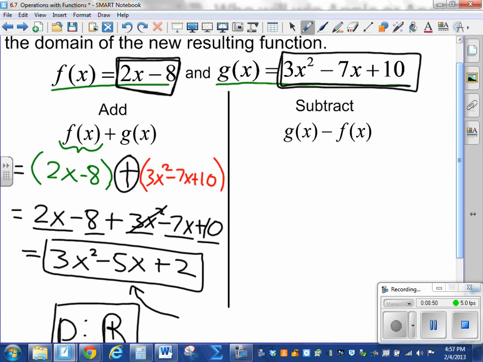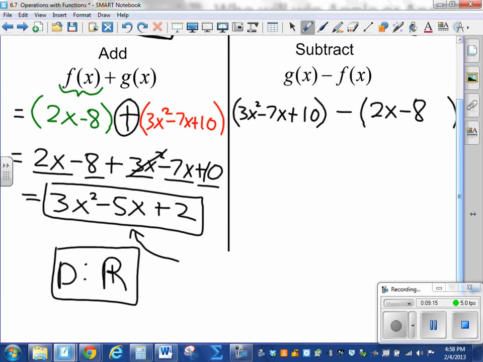So next part. So g of x minus f of x, two groups. All right, so try this out. G of x is going to be, order does matter with subtraction, so make sure you write the 3x squared minus 7x plus 10 first. Remember, the domain of that first one is still all real numbers. It didn't change at all. 2x minus 8, that domain is still all real numbers also. Now we're going to put them together.